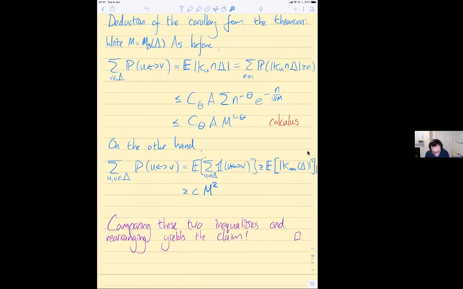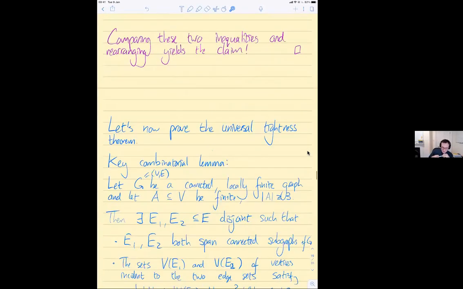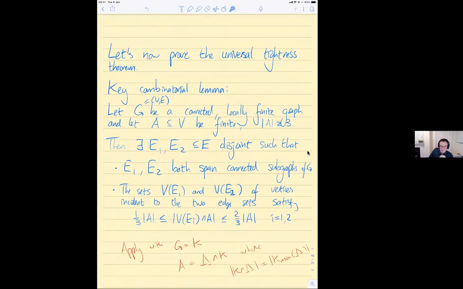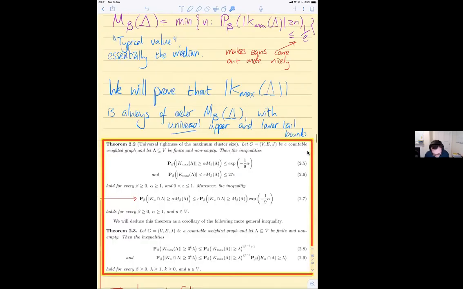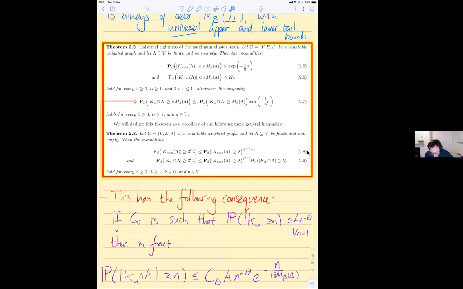So in the last few minutes, let me just say something about how this universal tightness theorem is proven. So let's just quickly look at the statement again. So we're going to prove this more basic version. And so we want to prove that having a cluster of size at least 3 to the k times lambda has probability bounded by the maximum cluster size being at least lambda to this power of 3 to the k minus 1 plus 1.